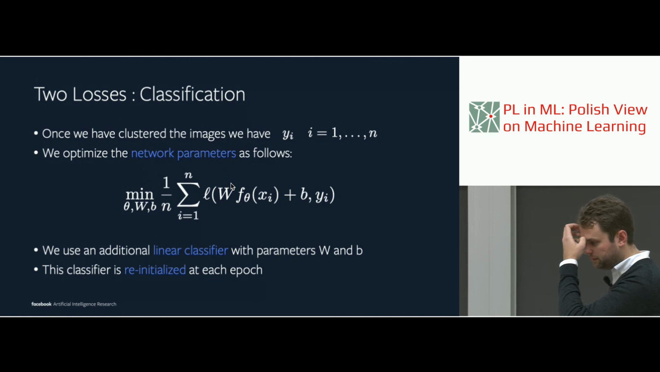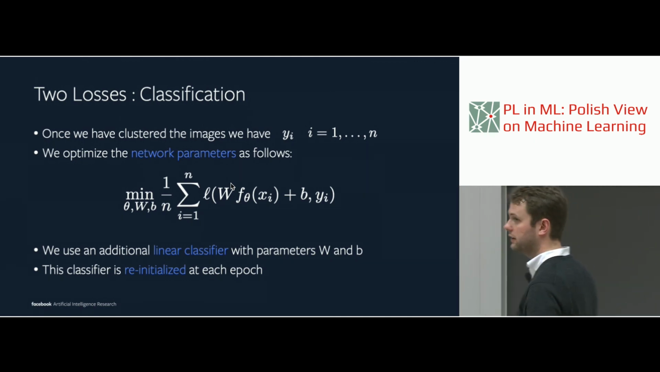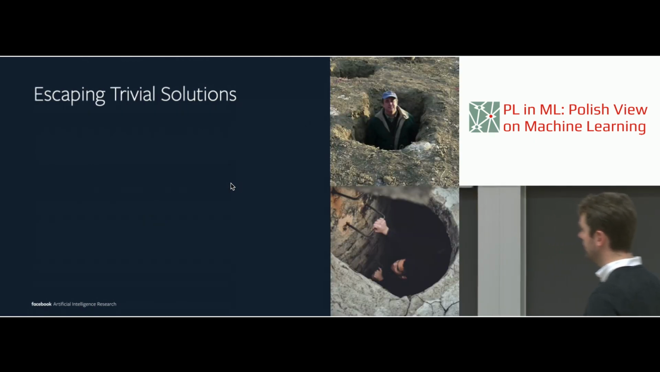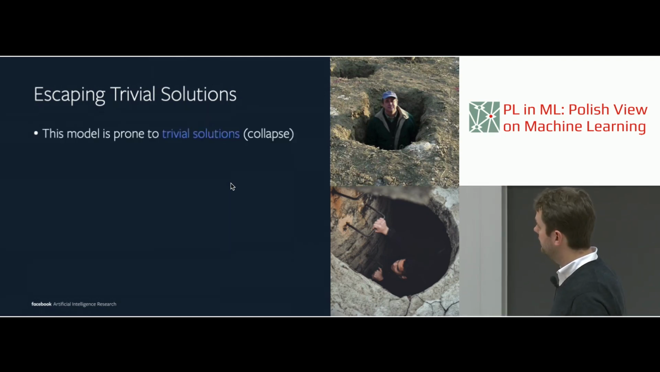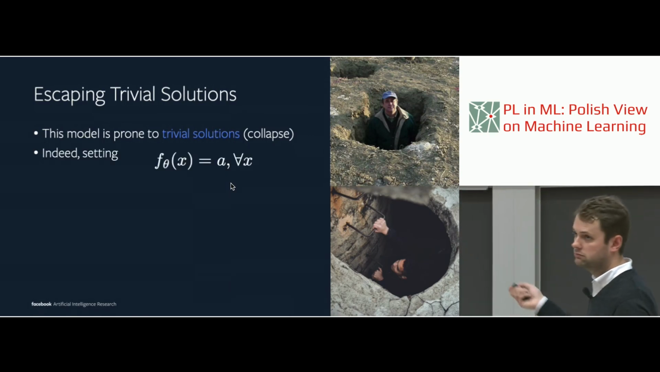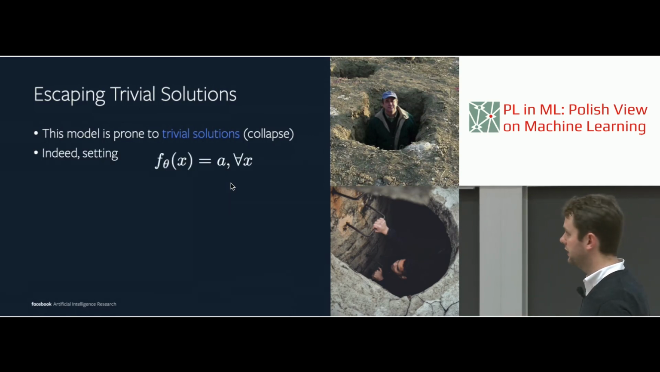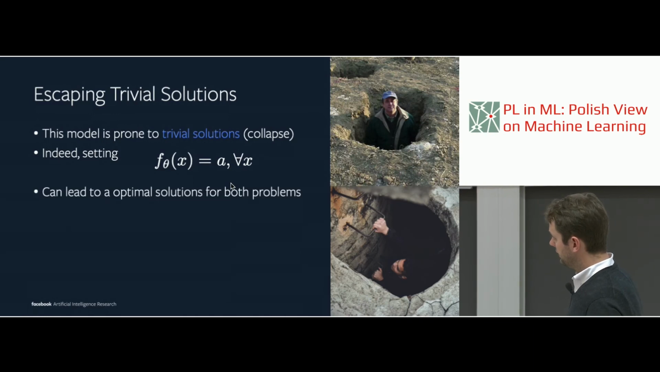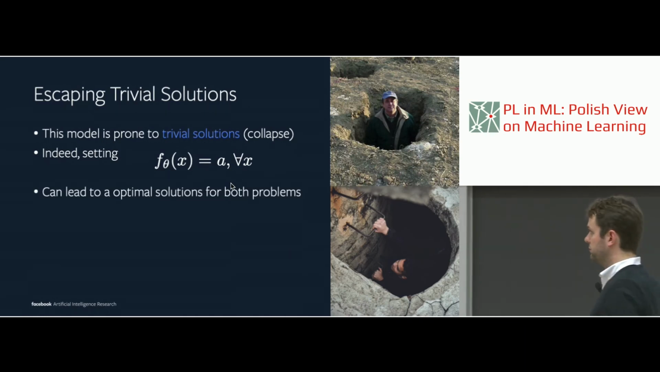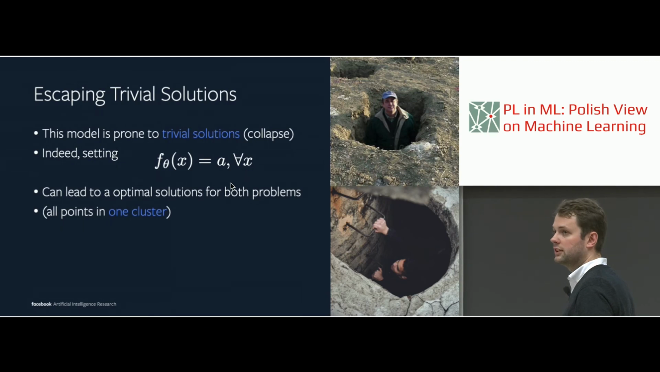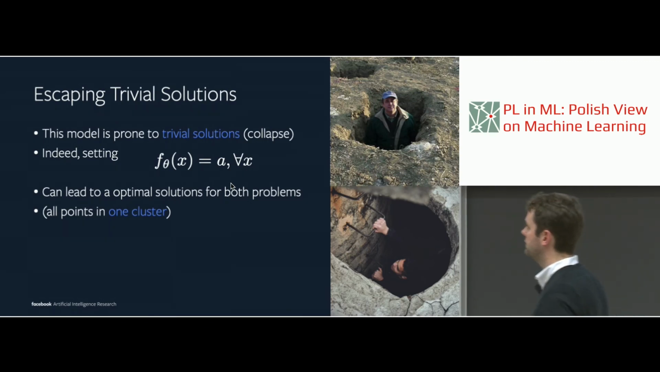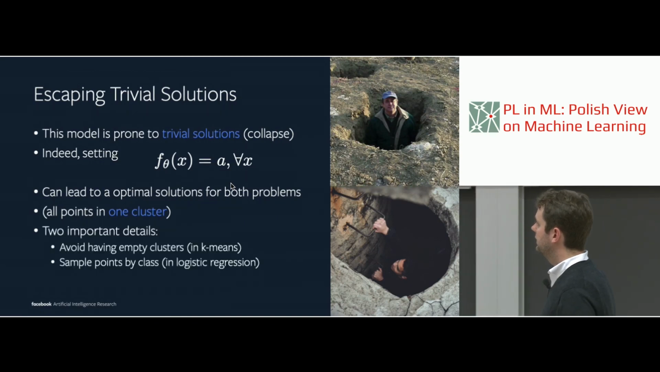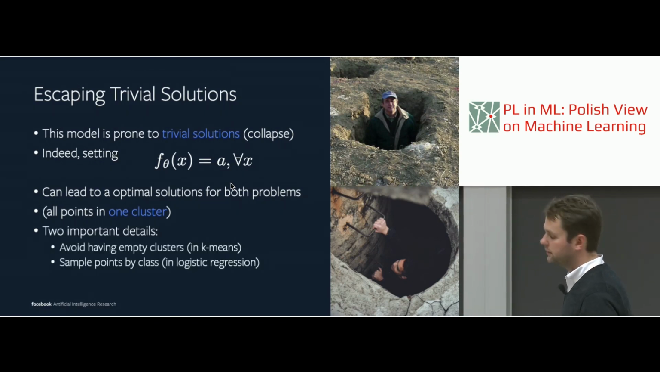So as I mentioned before, the noise as target paper had the problem of trivial solutions. And here you have them too. If you don't do anything and set your network to predict always the same vector, it can lead to an optimal solution to both problems. You can set everyone in the same cluster, and the classifier is just going to classify everyone as the same class. So there were very important details in the algorithm.